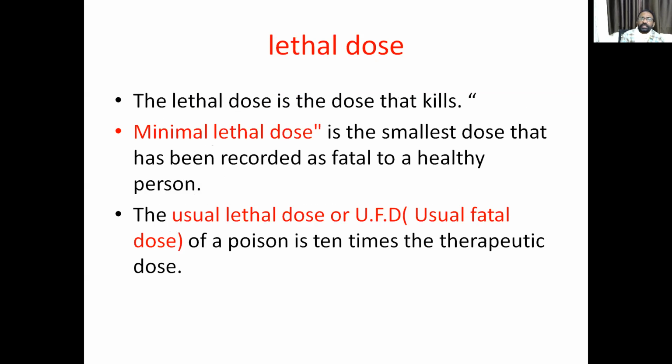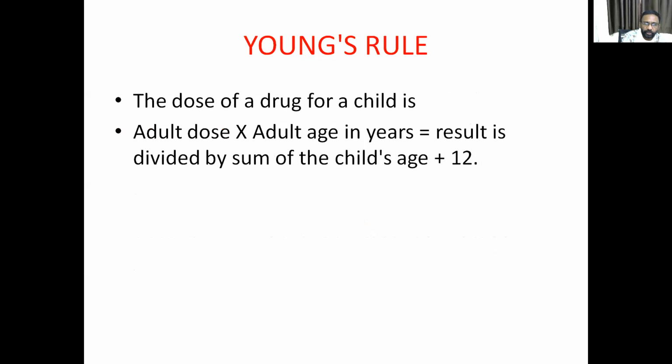Lethal dose. What is lethal dose? Lethal dose is the dose that kills the person. Minimum lethal dose is the smallest dose that kills the person or injures the health of the person. These are the definitions. The usual lethal dose of a poison is 10 times that of the therapeutic dose.